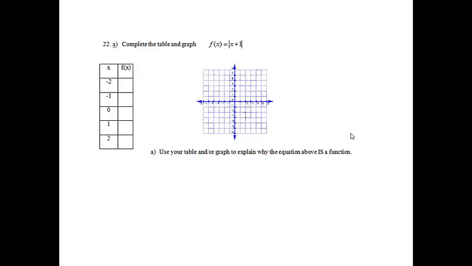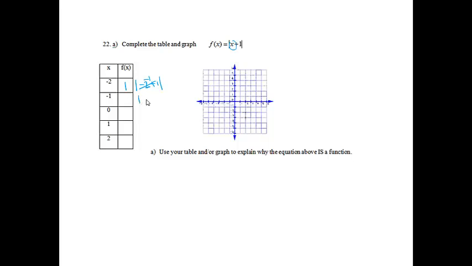Okay, 22. Complete the table and graph. f(x) equals the absolute value of x plus 1. If you remember with absolute values, after you find your answer, if it ends up being negative, we're just going to make it positive because absolute values make sure everything is positive. So in this first one, when x is negative 2, wherever I see this x, I'm going to plug in the value they gave me instead. So we're going to have negative 2 plus 1. Negative 2 plus 1 is negative 1, and the absolute value of negative 1 is positive 1.